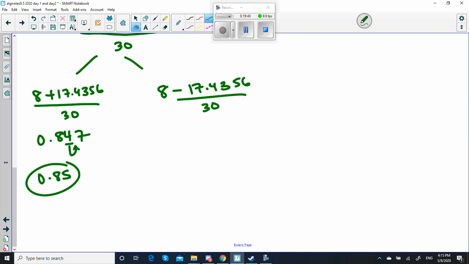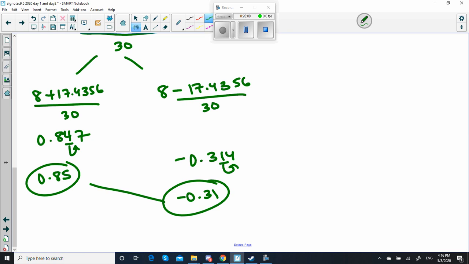That's the first root. And then I use the calculator again. 8 minus 17.4356 equals, and then divide by 30. And there I get negative 0.314. So my answer is negative 0.31. So these are my two roots that I got. And again, what those mean is that if I were to graph the parabola, that's where it would cross the x-axis. Where does the parabola cross the x?